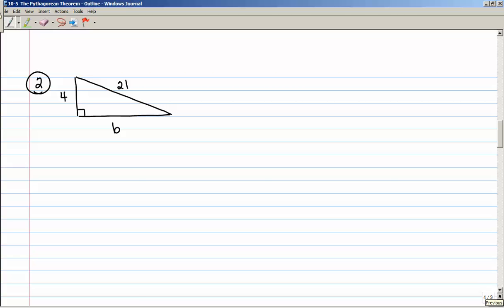Here's another example. We have a triangle where one leg is 4. The other leg we don't know, but we do know that the hypotenuse is 21. So I'm going to say 4 squared plus B squared equals 21 squared. And now I need to solve this for B. 4 squared is 16. I don't know what B squared is. 21 squared is 441. Subtracting 16 from both sides, B squared is 425.